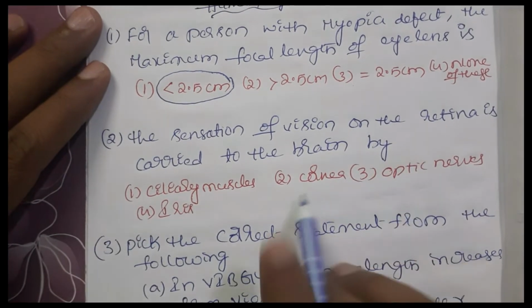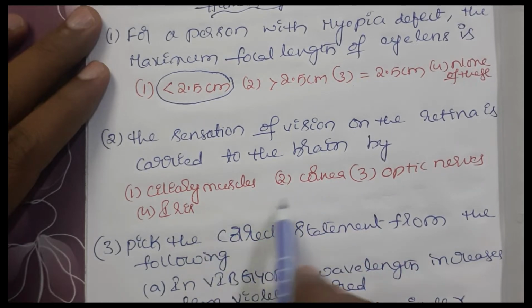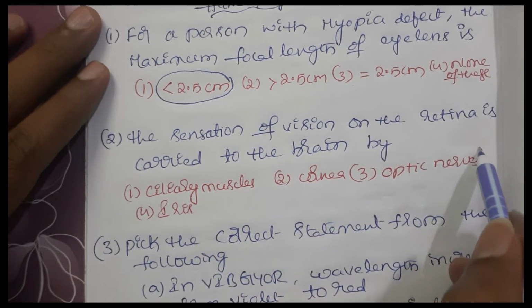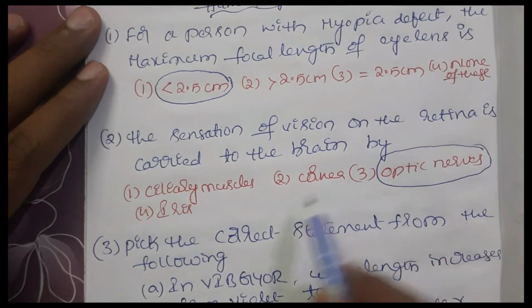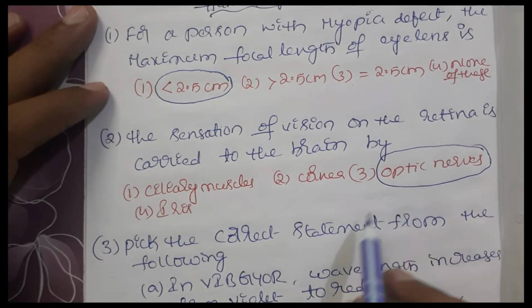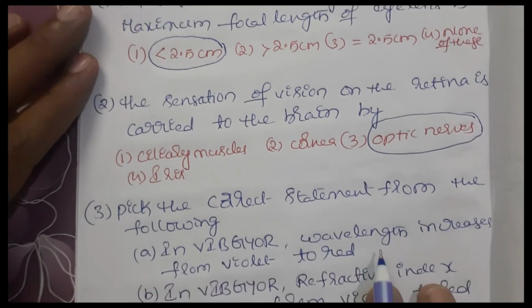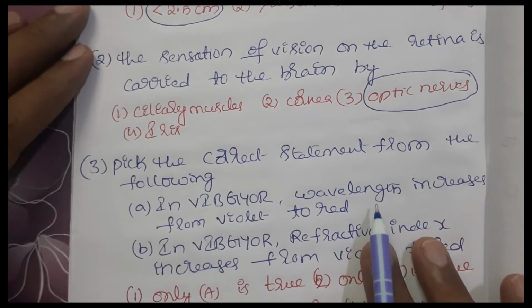Sensation of vision on the retina is carried to the brain by ciliary muscles, cornea, or optic nerves. So there are 1 million optic nerves between retina and brain, students, which will carry the electrical signals of the image formed on the retina. So 1 million optic nerves are there between retina and brain.